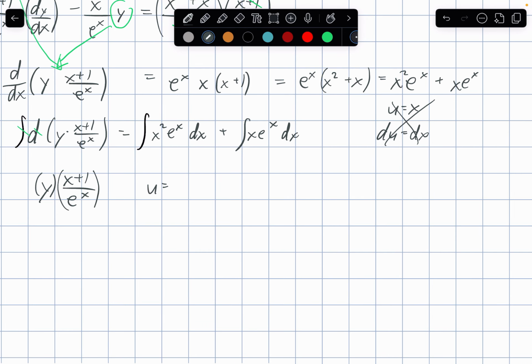So okay, let's deal with the first term. Let's say u is x squared. Integral dv is e raised to x dx. Okay, basic. Other side is gonna be 2x dx. Okay, x squared e raised to x minus integral v du.